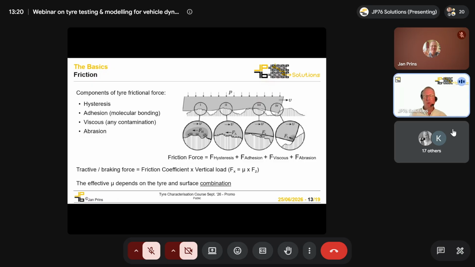But the mu, the friction coefficient that you get from a tire and a road surface, is dependent on the combination of the two. There is not one level of friction for a particular road, or one level of friction for a particular tire. It's all about the combination. Two different tires on the same surface will likely give you different mu, and the same tire on different surfaces will give you different mu. That's quite important to bear in mind.